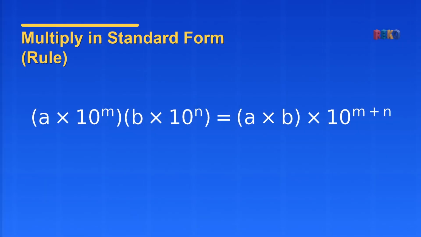When we multiply numbers written in standard form, we first multiply the numbers in front, called the coefficients. Then we add the powers of 10. For example, 10 to the power of 3 multiplied by 10 to the power of 4 gives 10 to the power of 7. This rule keeps calculations quick and easy.